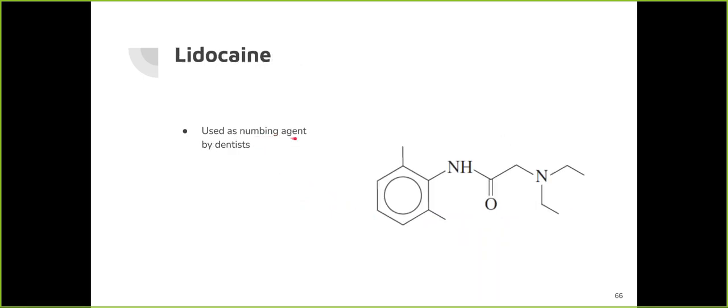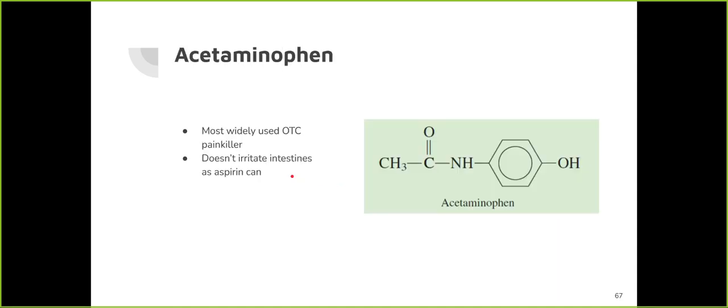Lidocaine is another numbing agent used by dentists, and this is an amide as well. You've got that carboxy group right here, but then you've also got an amino group here and a tertiary amine over here. Acetaminophen is the most widely used over-the-counter painkiller. It's popular because it doesn't irritate intestines like aspirin can. And acetaminophen, again, you've got this amine and a carboxy group, so it's an amide. It's got an amide functional group in its structure.